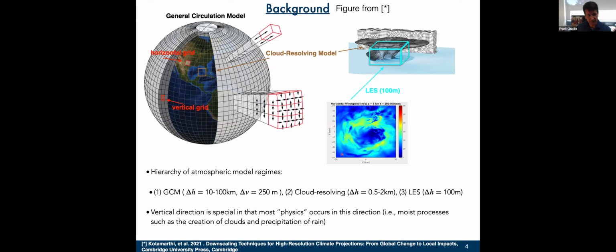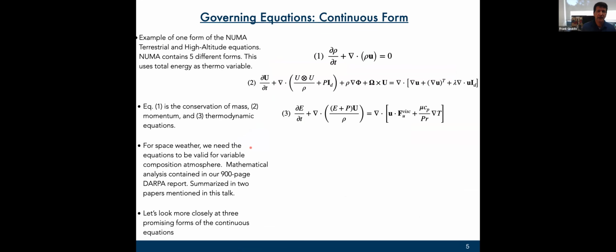But the interesting thing, though, in the vertical direction, right? The resolution is finer than the horizontal, and it really is a special direction, right? Because most of the quote unquote physics occurs along that direction, right? For example, moist processes that create clouds, and we worry about rain and inundations caused by hurricanes, et cetera. So it's very, very interesting to treat that direction differently.